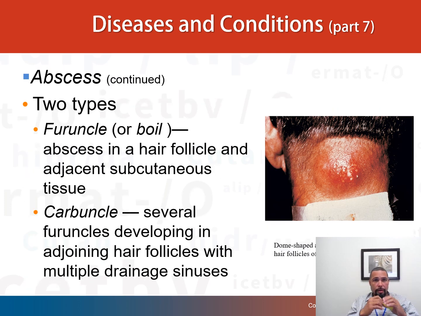There are two types of abscesses. You have the furuncle or boil, which are abscesses in a hair follicle, and then you have your carbuncle, and these are several furuncles developing in adjoining hair follicles with multiple drainage sinuses. So here's an example of that right there on this. Oh, beautiful neck. I don't know who gave that guy a haircut, but yeah.